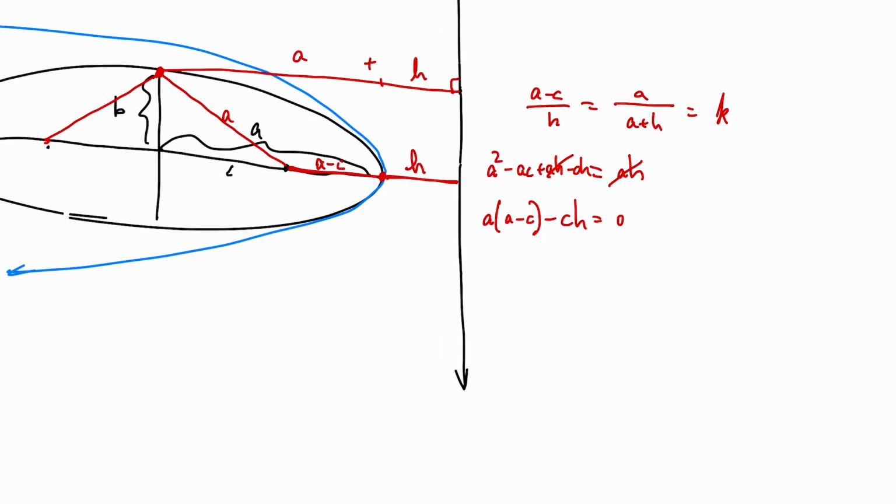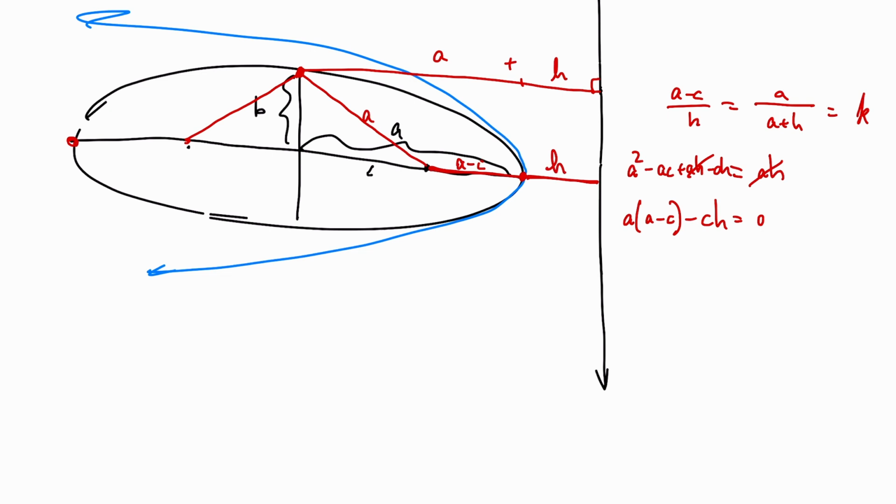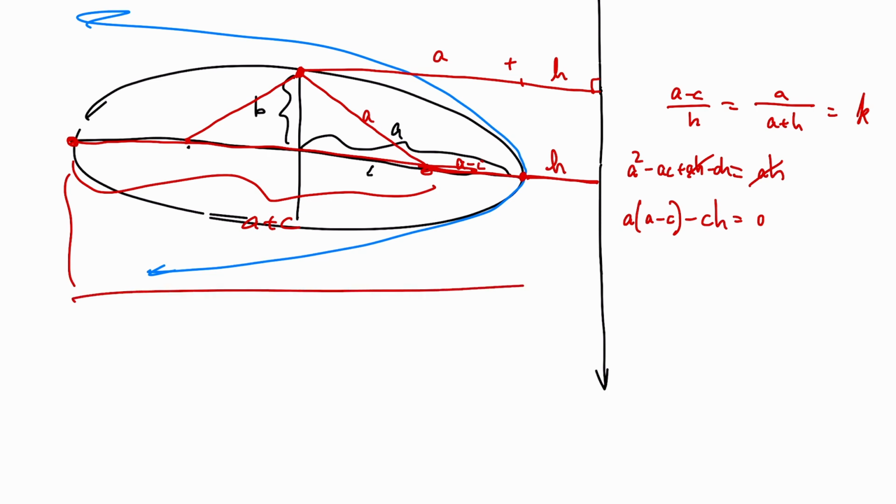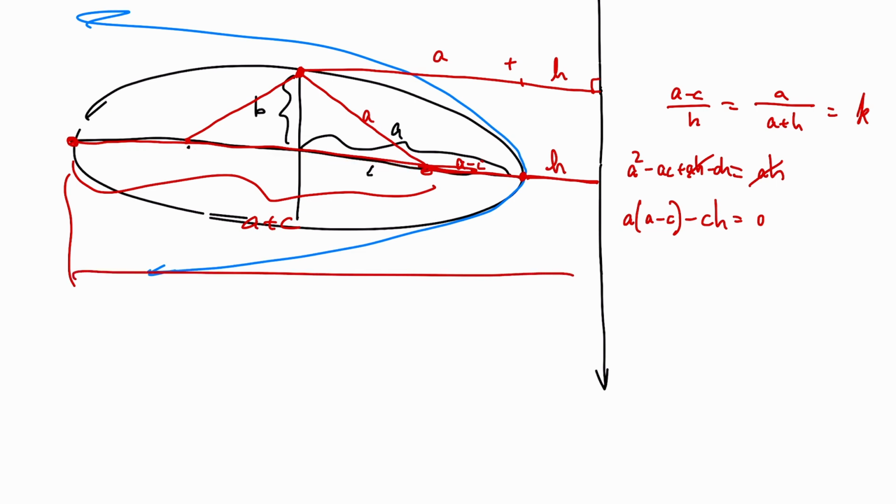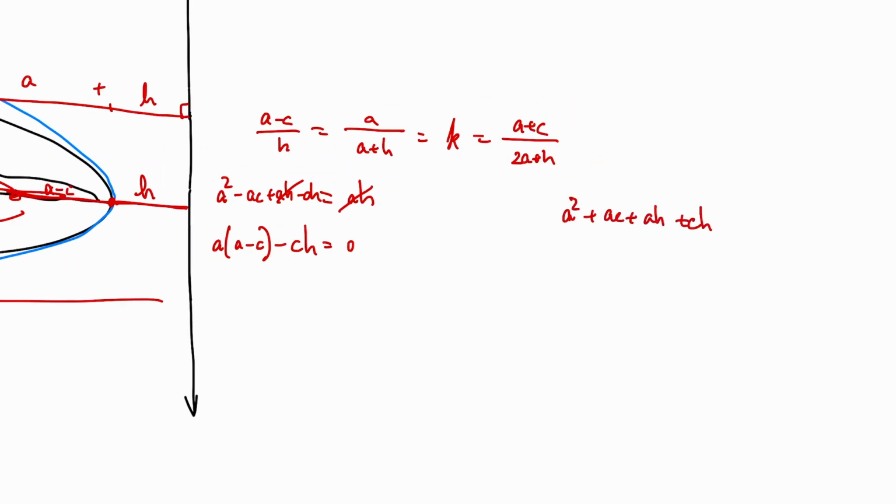Maybe. Okay, let's try one more point. How about this point over here? Let's say for this point, the distance to the focus is a plus c, and the distance to this directrix that we set up is a plus c, 2a in the whole length, plus h. So this distance is going to be 2a plus h. Okay, that's basically the same thing that we have over here. So that's not really helpful. So we must get something out of this.